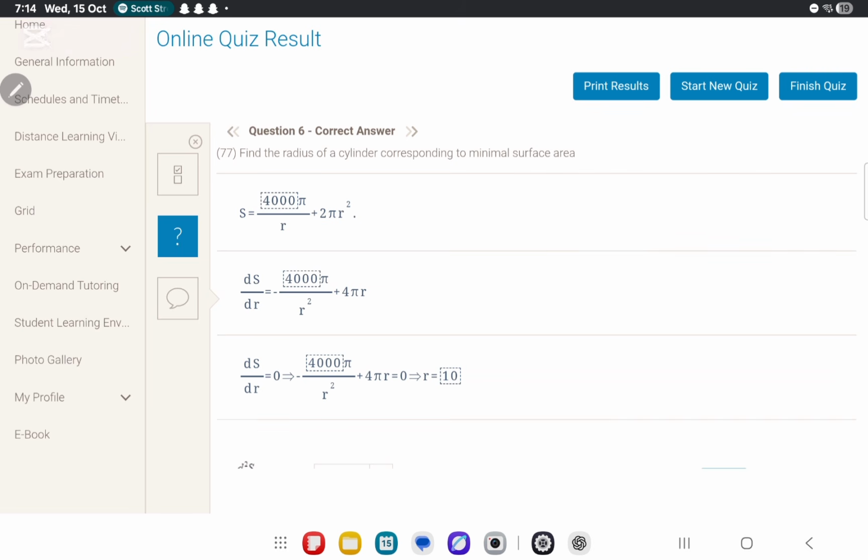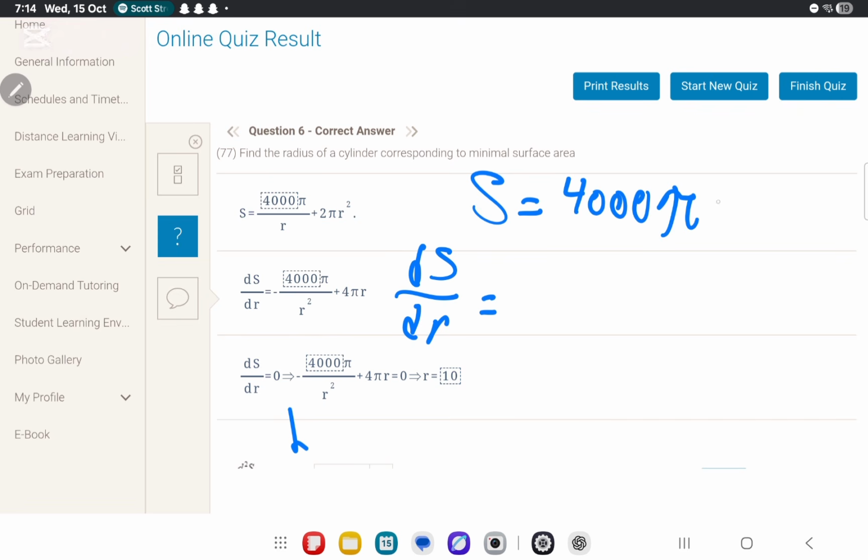Now derive this. ds by dr is equal to, so let me just write the thing again. 4000 pi, you can say r to the negative 1, so I can say this, plus 2 pi r squared. Now derive this, it's going to be negative 4000 pi over r squared.